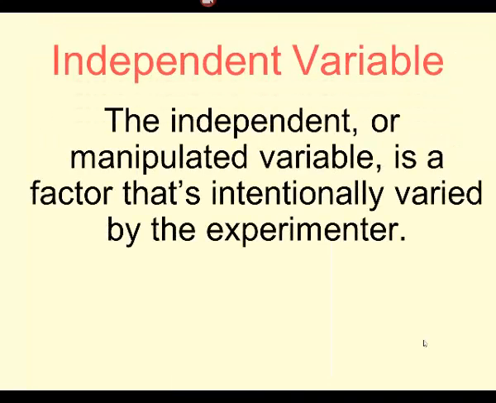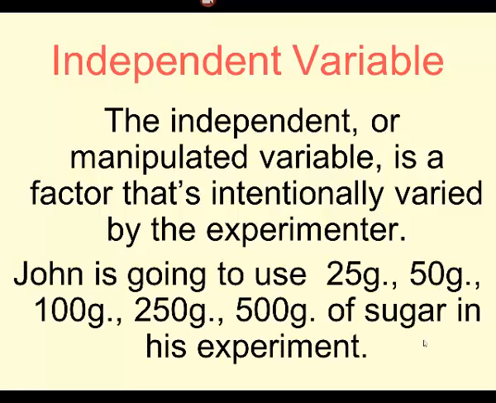The independent variable, or the manipulated variable, is the factor that is intentionally varied by the experimenter. So it's the one thing that you change in an experiment. In this case, John is saying, if I add more sugar to the bread dough, then the bread will rise higher. The one thing that he's changing in each one of his trials is the amount of sugar. So he's going to use 25 grams, 50 grams, 100 grams, 250 grams, and 500 grams of sugar in his experiment.